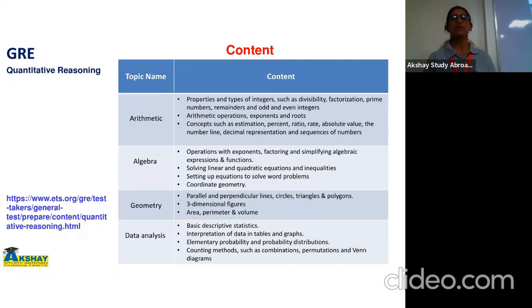Now we'll see the different topics which are actually included in your GRE quantitative reasoning syllabus. The topics, as I told you earlier, are arithmetic, algebra, geometry, and data analysis. These are the 4 important sections which are covered in your GRE syllabus. But now you can see the exact content of those sections.